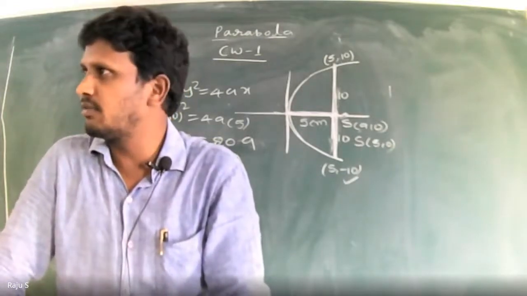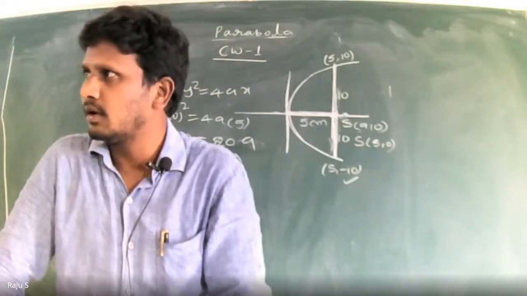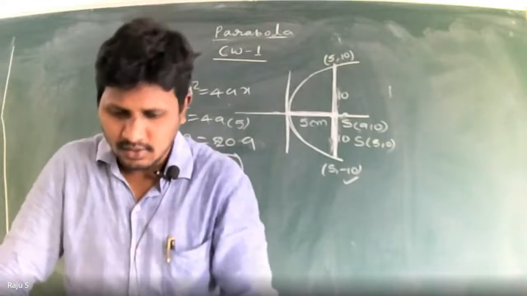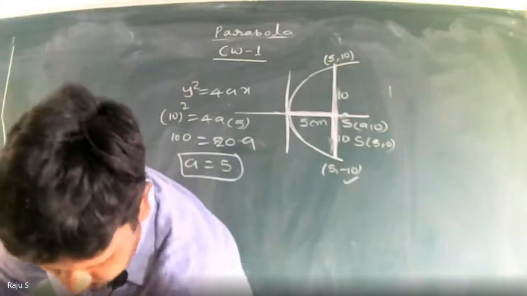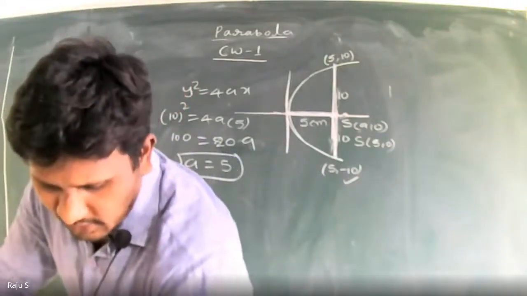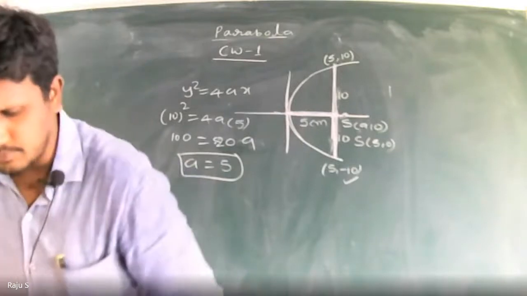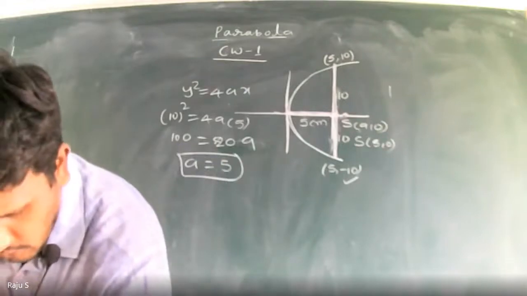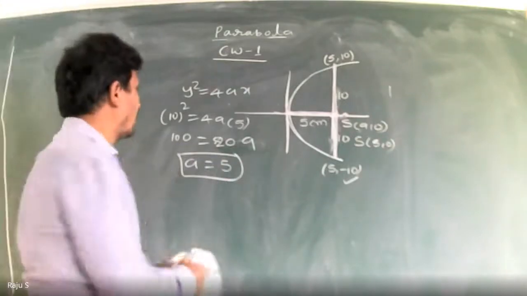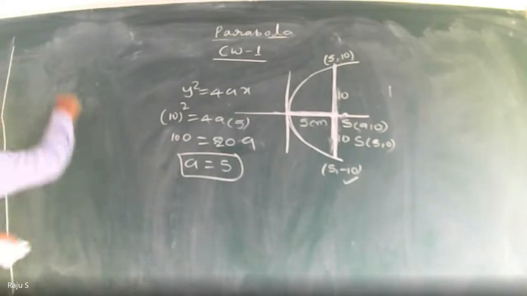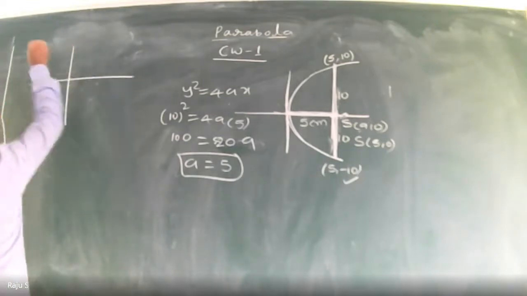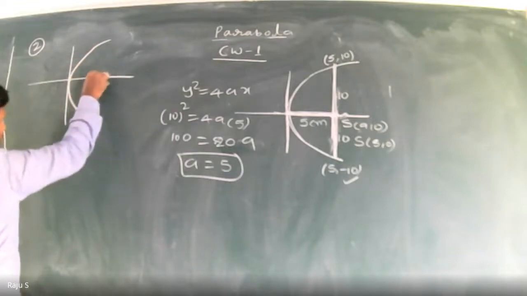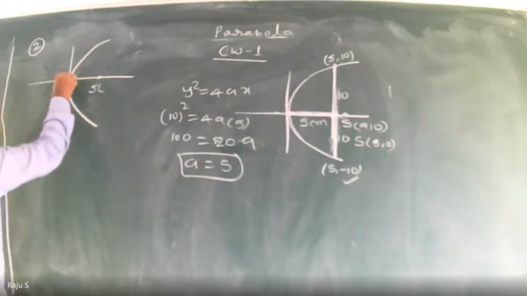I hope that everyone has the material. So a comma 0, the a value is 5. Simple. The second question: they have given the focus and vertex of the parabola as 4 comma 5 and 3 comma 6. Question number 2. Focus they have given and vertex they have given.